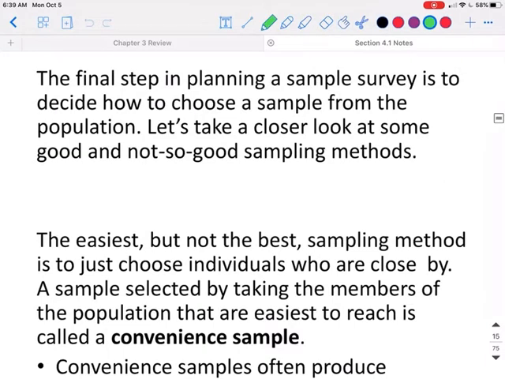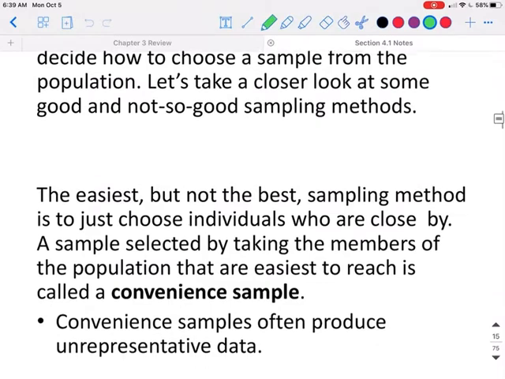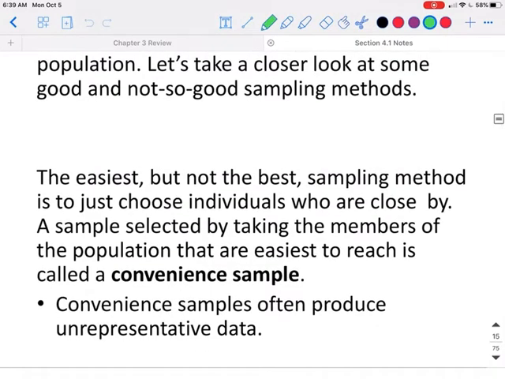The final step in planning a sample survey is to decide how to choose a sample from the population. Let's take a closer look at some good and not so good sampling methods. The easiest, but not the best, sampling method is just to choose individuals who are close by. A sample selected by taking the members of a population that are easiest to reach is called a convenience sample. Convenience samples often produce unrepresentative data.